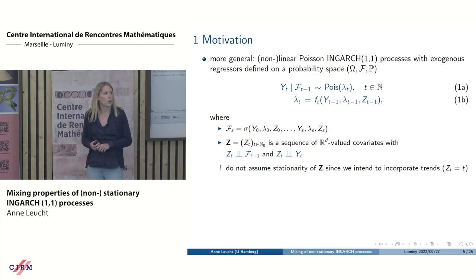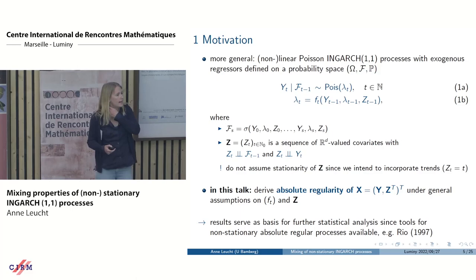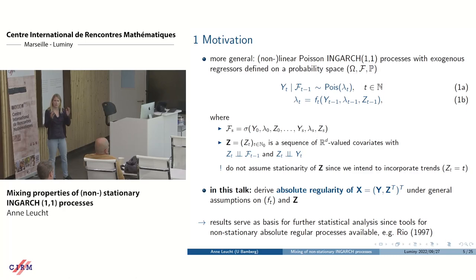So think of these examples that I showed you in the beginning where we had this trend. We could think of C_t being just a deterministic trend. And if we want to incorporate things like this, this would not go with the stationarity assumption. So here we want to be a bit more flexible. And actually, what we will show is the absolute regularity of this joint process of the counts and the covariates under rather general assumptions on F.